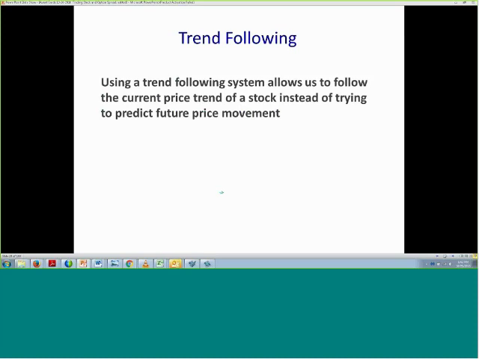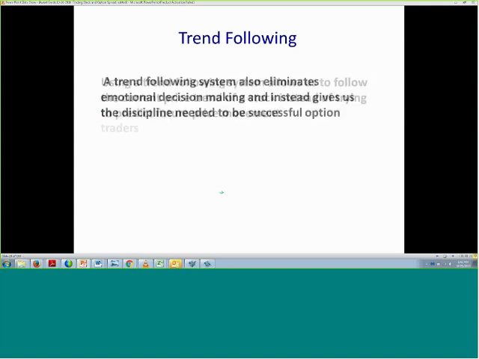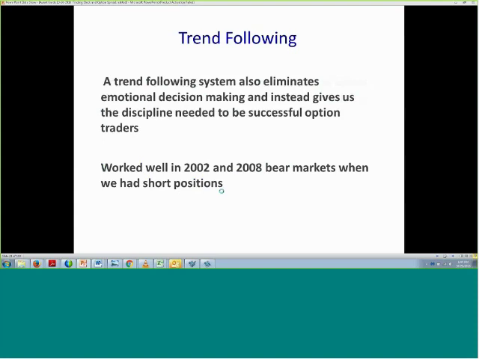And if we use trend following, that allows us to follow the current price trend of a stock instead of trying to predict the future price movement. So we're trend followers. It's worked very well for many years. And if you use a trend following system, that eliminates emotional decision making and instead gives us the discipline we need to be successful traders.